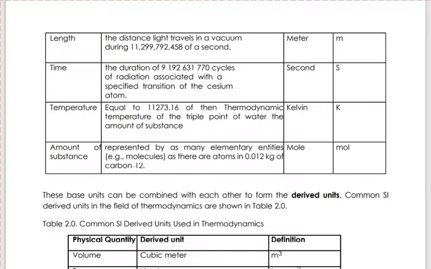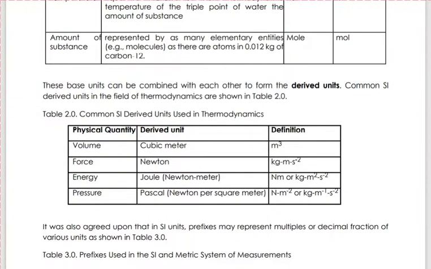So we have derived units, which include volume. Volume is just length measured in different dimensions multiplied together, and its unit is cubic meter. Force has a unit of kilogram meter per second squared, or newton. Energy is joule, which is just newton meter. If we look at the units, it is kilogram meter squared per second squared, or newton meter.